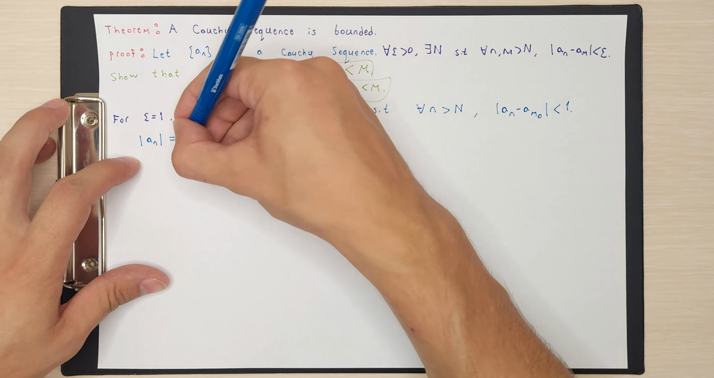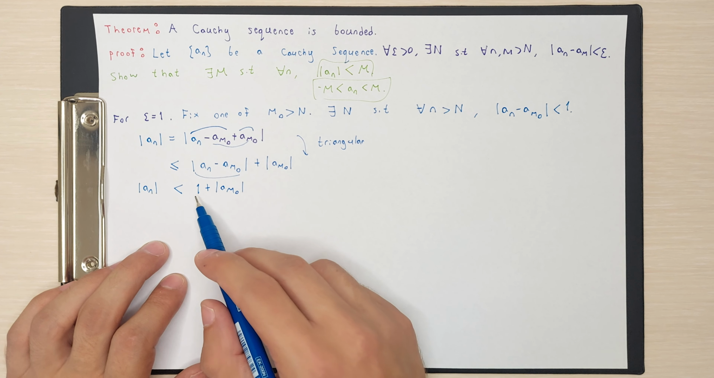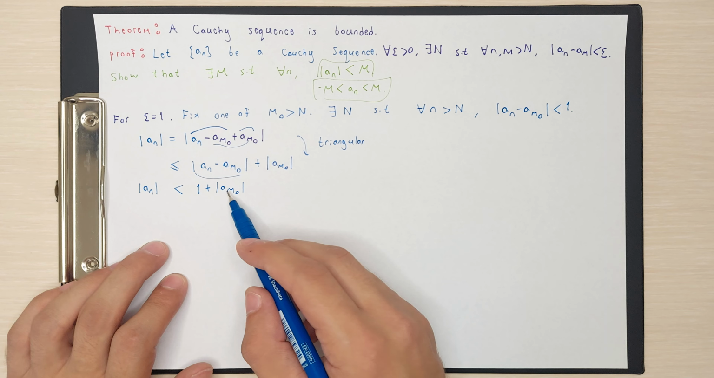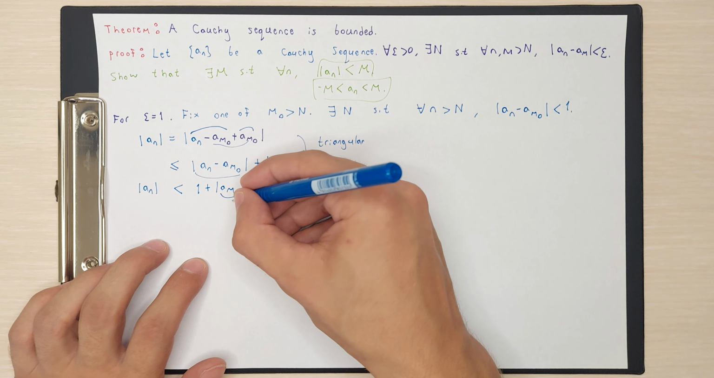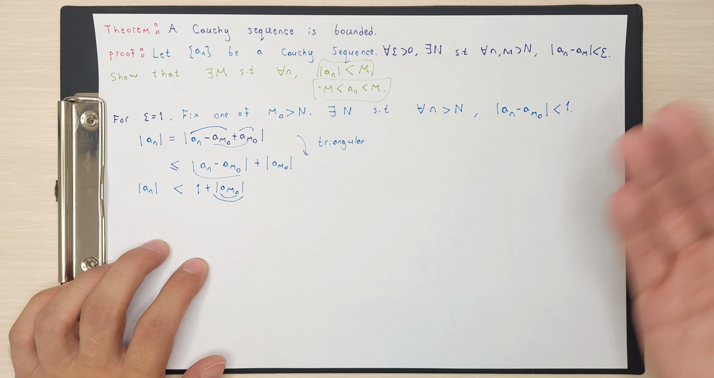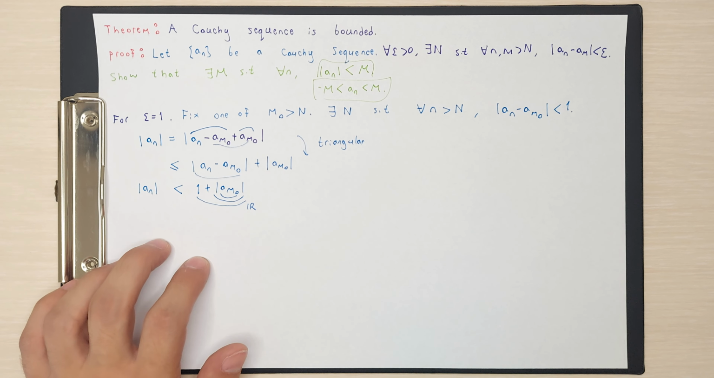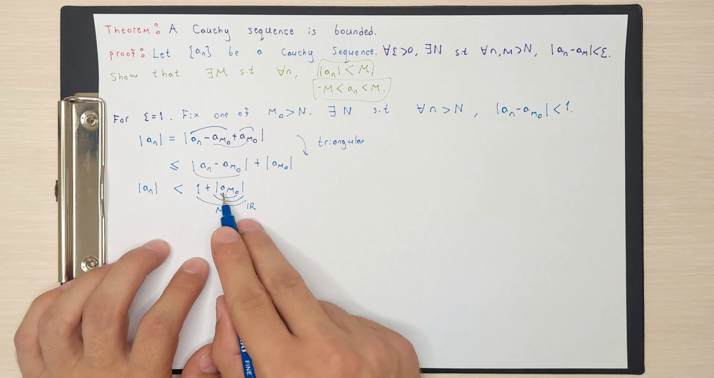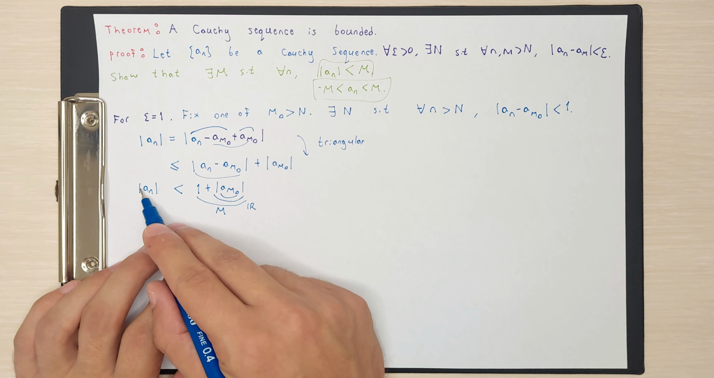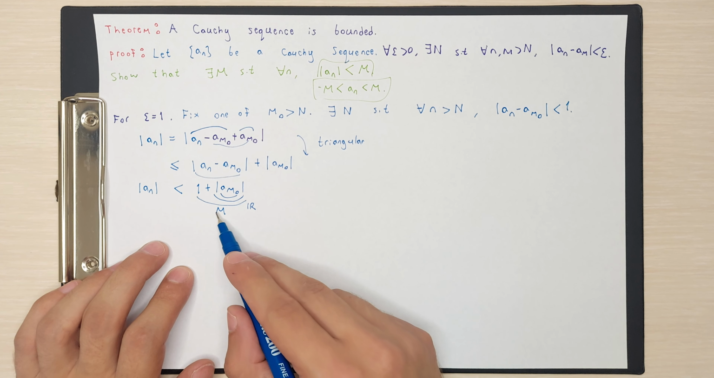Now you know that the absolute value of a_n minus a_m0 is less than 1, so we can say that here it is less than 1. Then we have the absolute value of a_m0, and we prove that the absolute value of a_n is less than 1 plus the absolute value of a_m0. Now you know that a_m0 is a real number, so the absolute value of a_m0 is a real number. 1 plus the absolute value of a_m0 is a real number. So if you say that 1 plus the absolute value of a_m0 is M, you prove that the absolute value of a_n will be less than M.